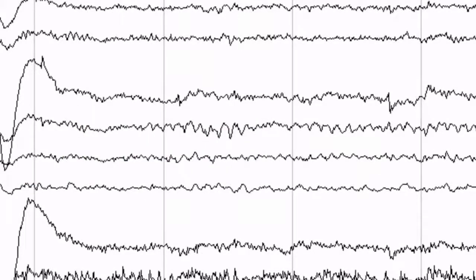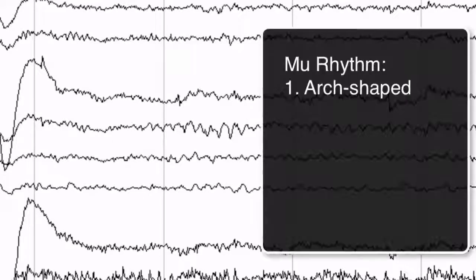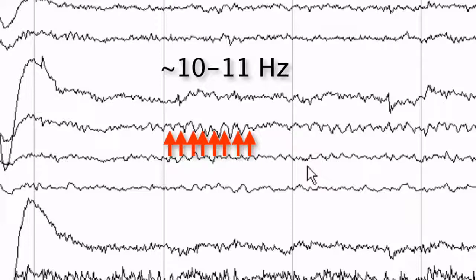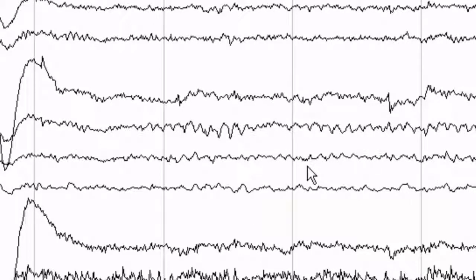This is the mu rhythm. We can see several characteristics of this rhythm. First, it has a very prominent arch shape. This superficially resembles the Greek letter mu, and this is how it gets its name. Next, we can look at the frequency. In this case, the frequency is approximately 10 or 11 hertz, or very close to the alpha frequency. In general, the frequency of the mu rhythm is very similar to the alpha frequency. The mu rhythm is thought to be generated by the sensory motor cortex at rest.